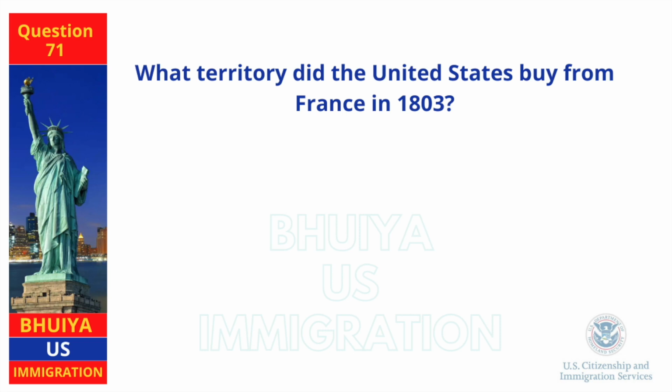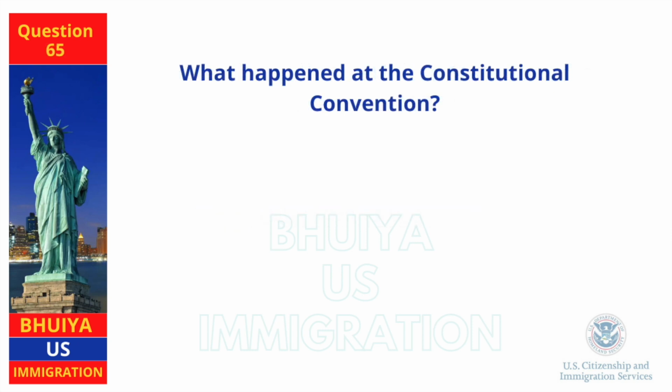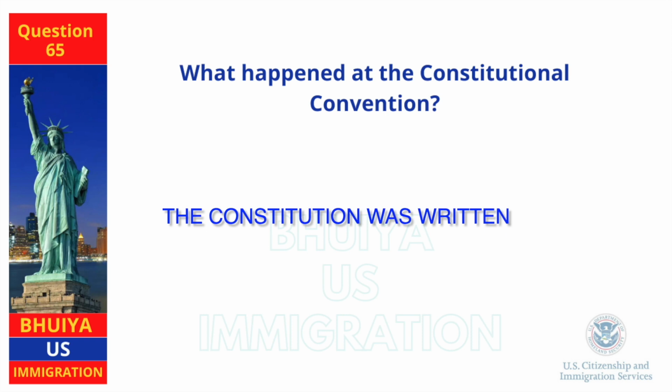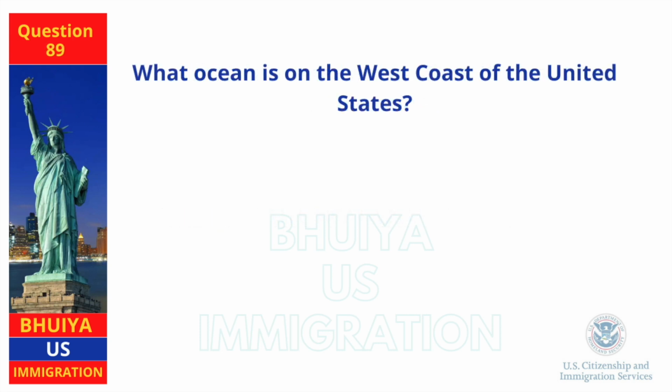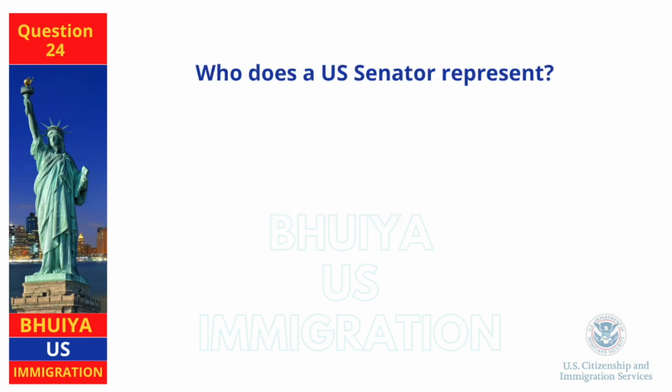What territory did the United States buy from France in 1803? The Louisiana Territory. What happened at the Constitutional Convention? The Constitution was written. What ocean is on the west coast of the United States? Pacific Ocean. Who does a US senator represent? All people of the state.